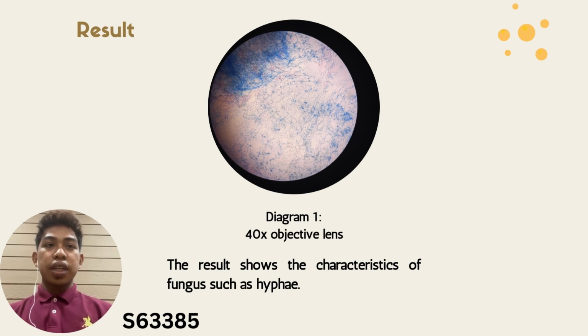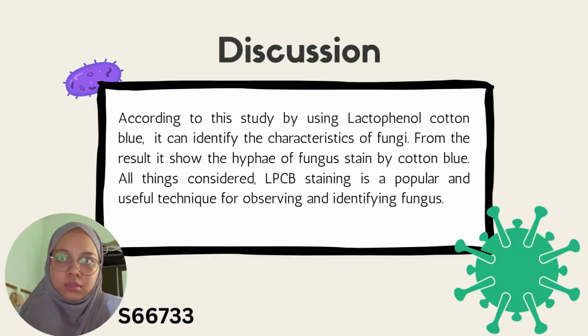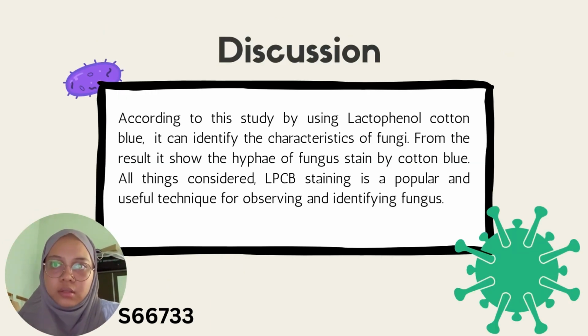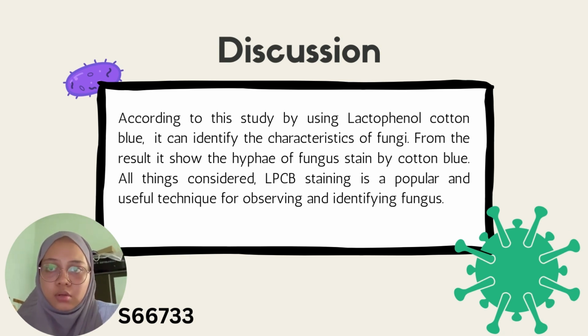Diagram 1 shows the characteristics of the fungus such as hyphae. We are using the 40 times objective lens. According to the study, by using lactophenol cotton blue, it can identify the characteristics of fungi. From the result, it showed the hyphae of fungus stained by cotton blue. All things considered, LPCB staining is a popular and useful technique for observing and identifying fungus.